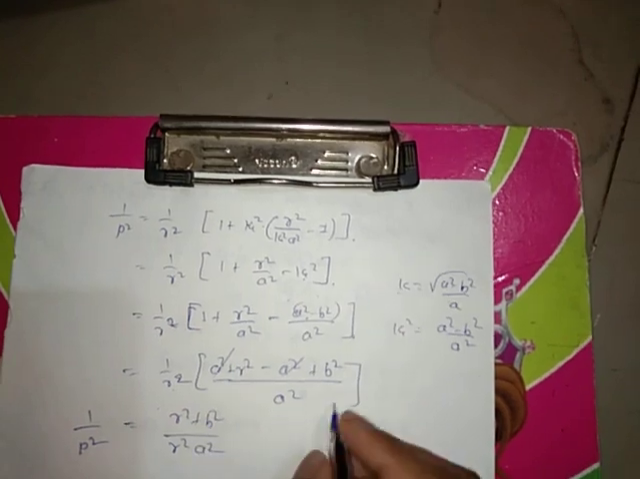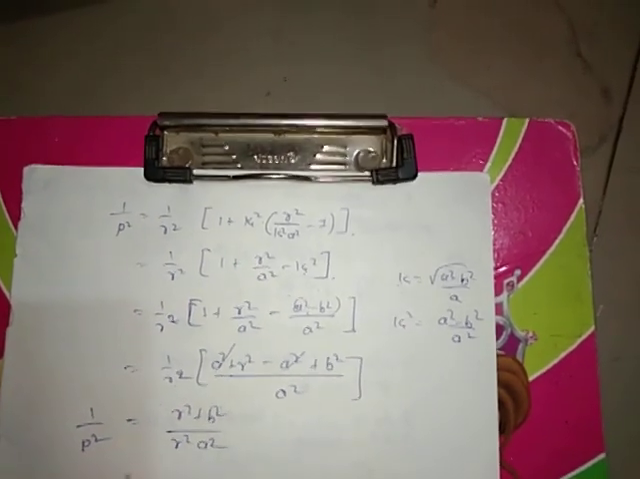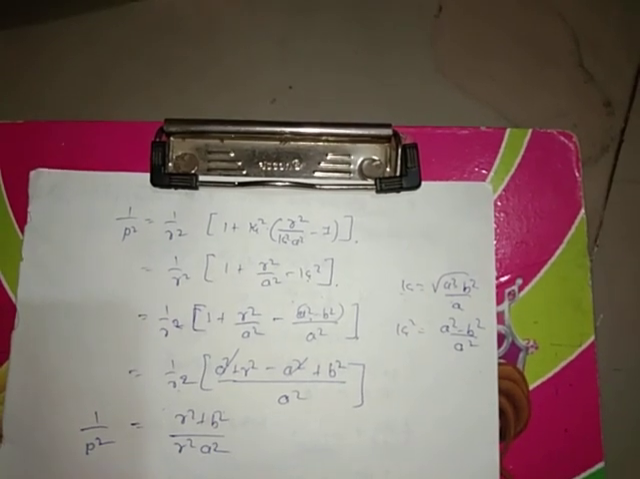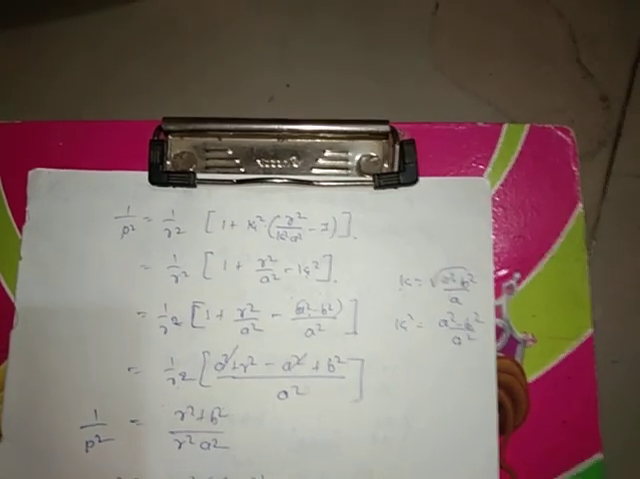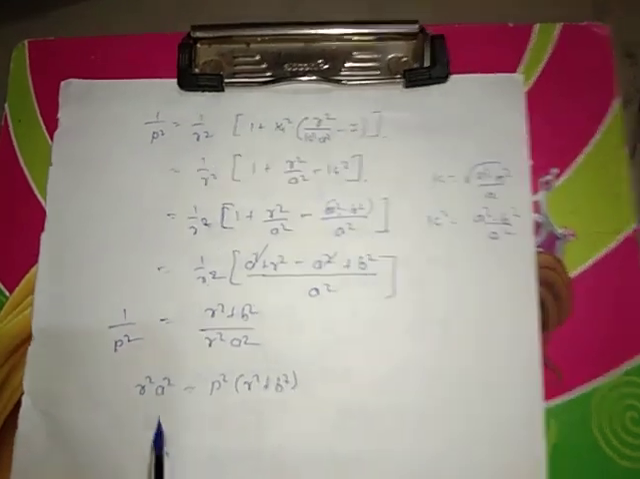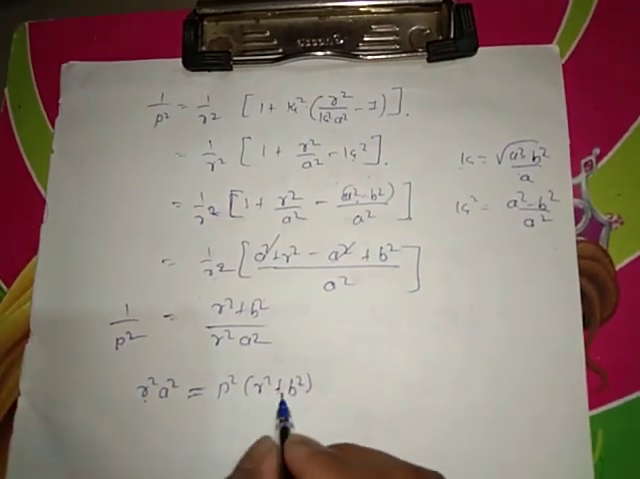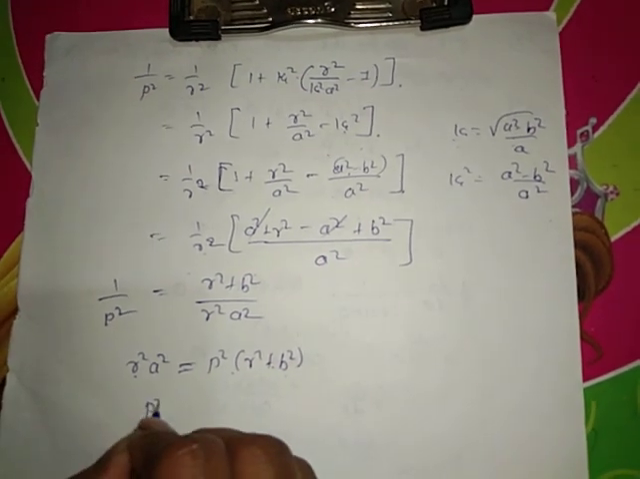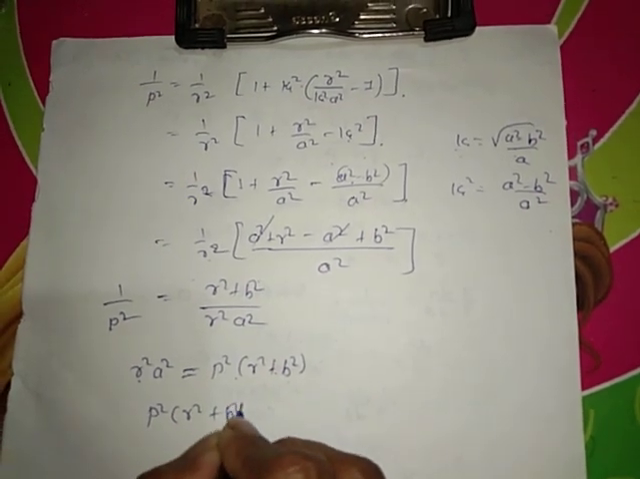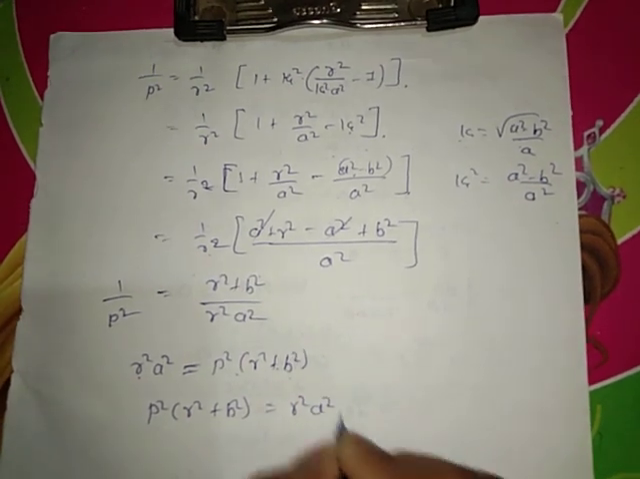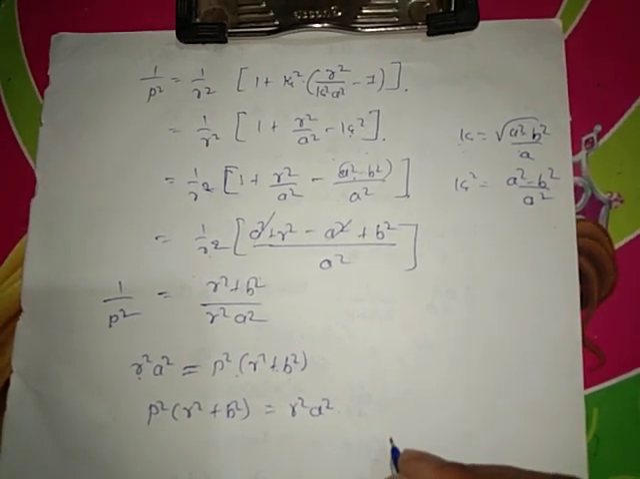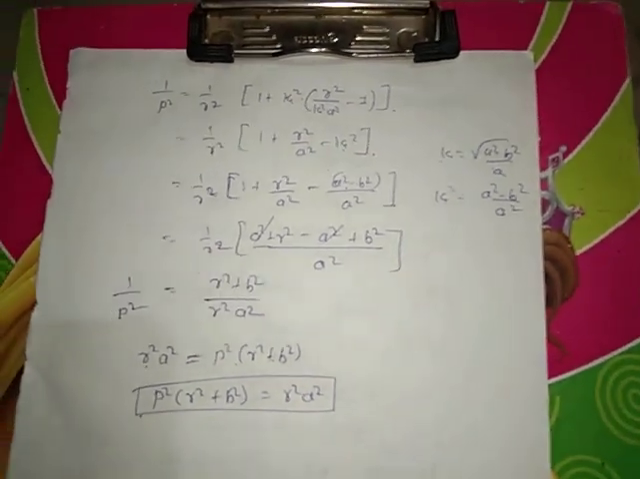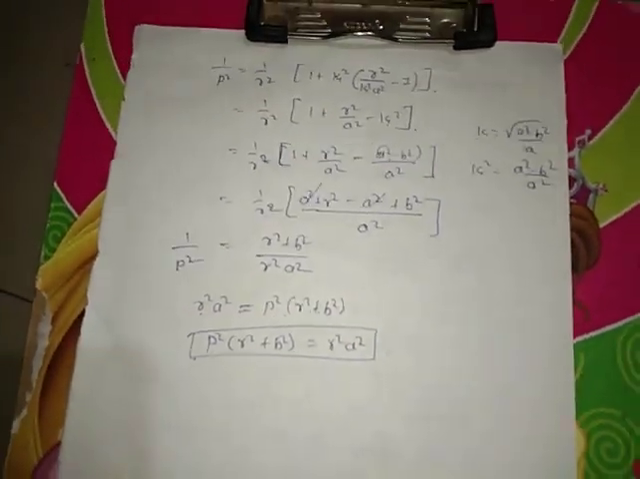Take p square onto the RHS side and take this term onto the LHS. r square a square into p square equals p square into r square plus b square. So that is our required equation: p square of r square plus b square equals r square into a square. So that is our required proof for the pedal equation of the given curve.